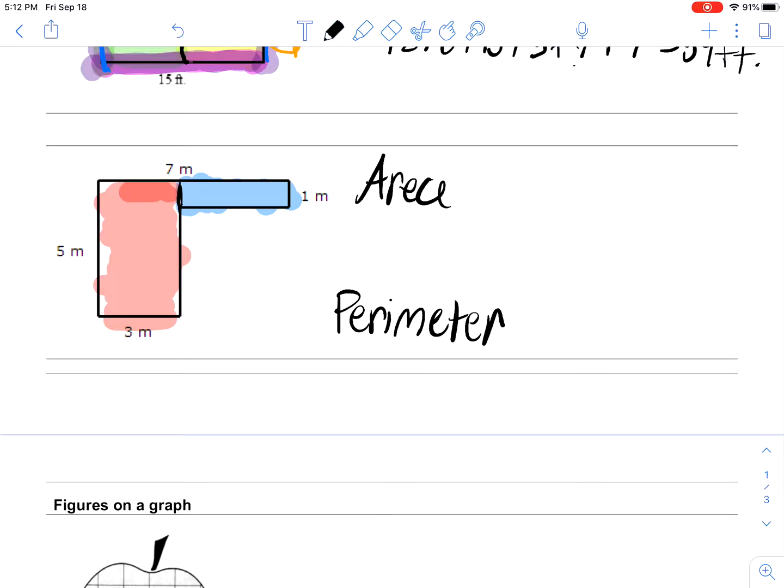For the blue triangle, I know that my dimensions are 1 here, and then the entire side length here is 7, and this side length is 3. So to find the length of just this part, I'll do 7 minus 3, and so I get that the length of this blue triangle is 4. So I know that my area of the blue is 1 times 4.